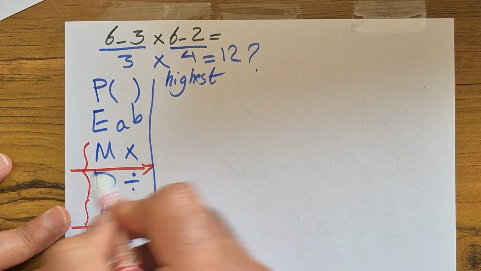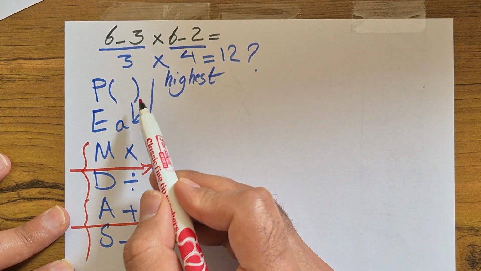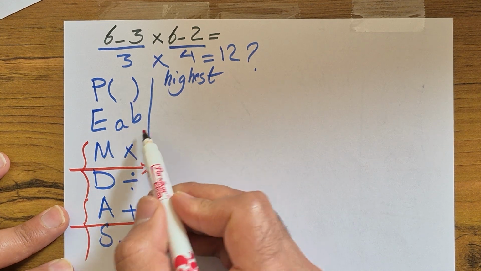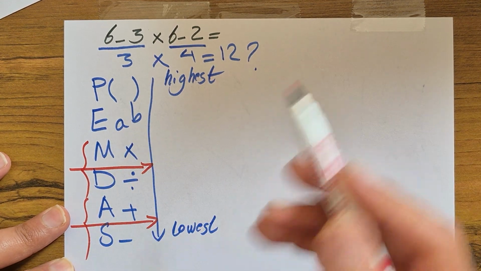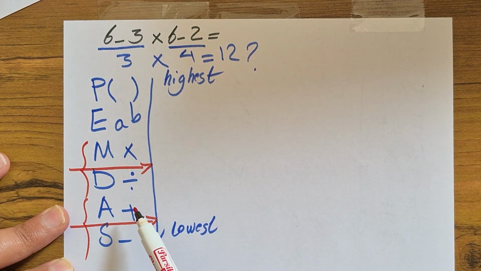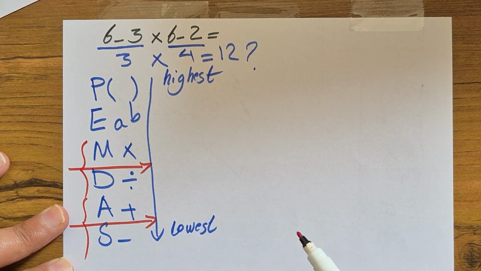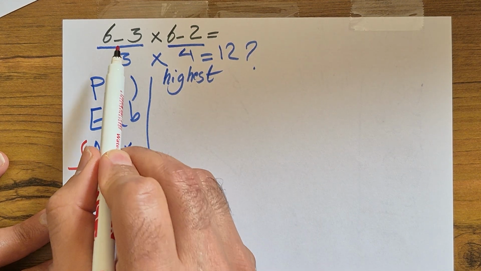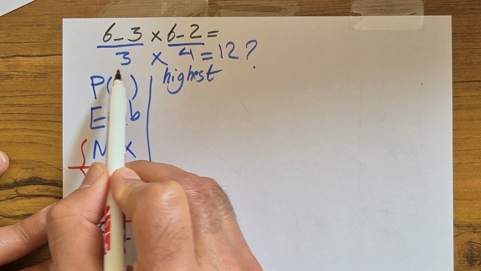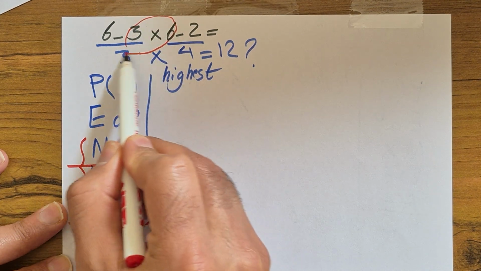So now with this in mind, let's revisit our original problem. Do we have any parentheses? No, we don't. Do we have any exponents? No, we don't. We just have subtraction and multiplication. According to PEMDAS, multiplication has a higher priority than subtraction. That's why we can't say 6 minus 3 gives us 3, or 6 minus 2 gives us 4, because we must do this part at first.